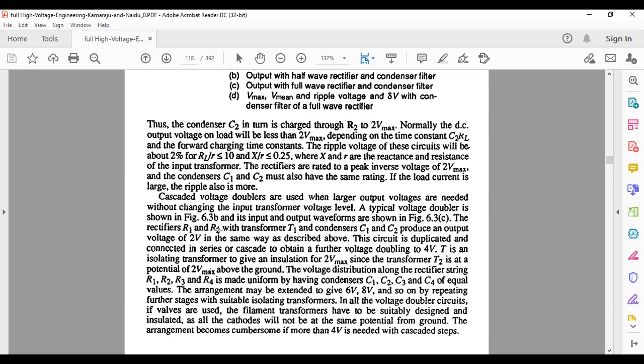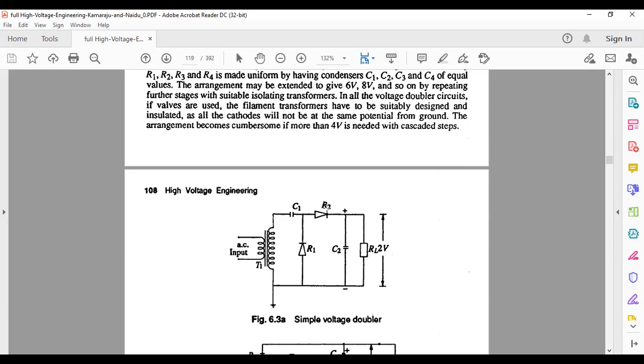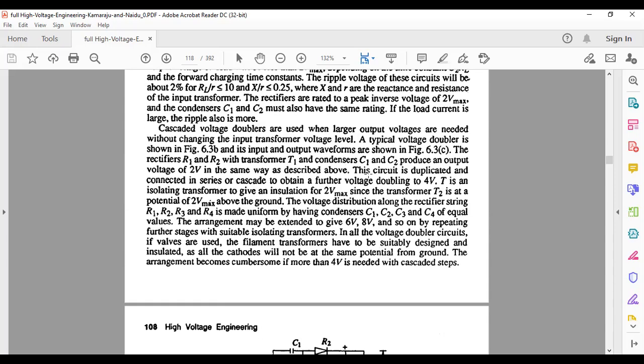So the rectifiers R1, R2 with transformer T1 and condensers C1 and C2 produce an output voltage of 2V, as discussed in the previous class. Next, this circuit is duplicated and connected in series or cascade to obtain further voltage doubling to 4V. We got 2V, where V is the input voltage, but if we need a higher DC output voltage, we can connect it in series. Then we could get 4V.